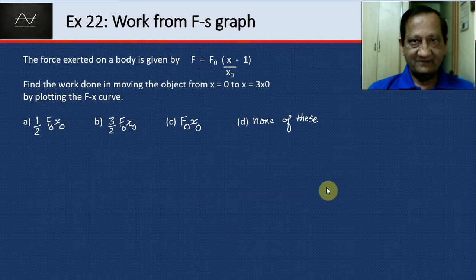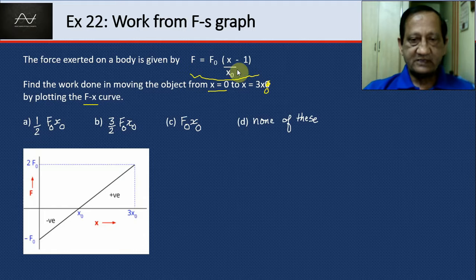Another one, similarly, this time the force is given by an equation where x naught is a constant and f naught is a constant. Find the work done in moving the object from x equal to 0 to 3 times x naught by plotting the F-x curve. Now look at this curve. Let's expand this.